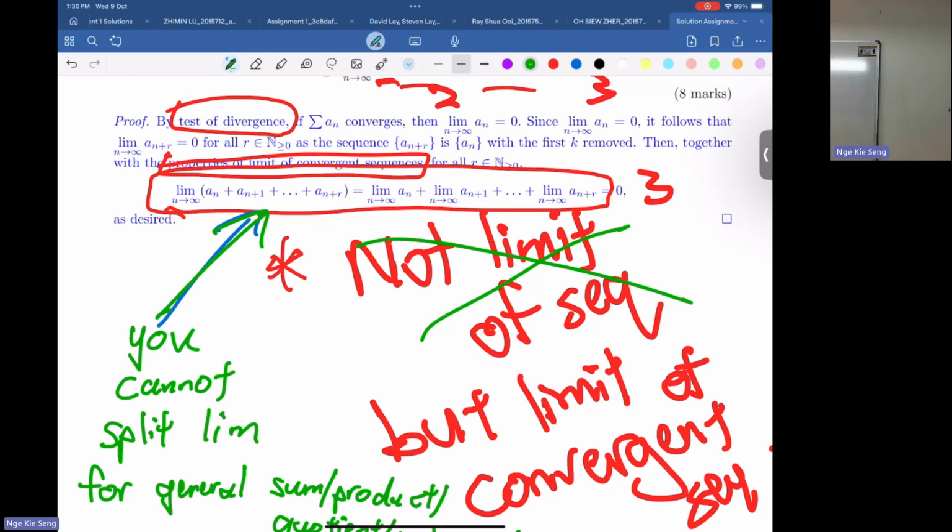If you don't believe, you can go and try to find a counterexample, whether it works for general sequences or not, whether you can just split them or not. Try and find a counterexample to convince yourself. Any question?